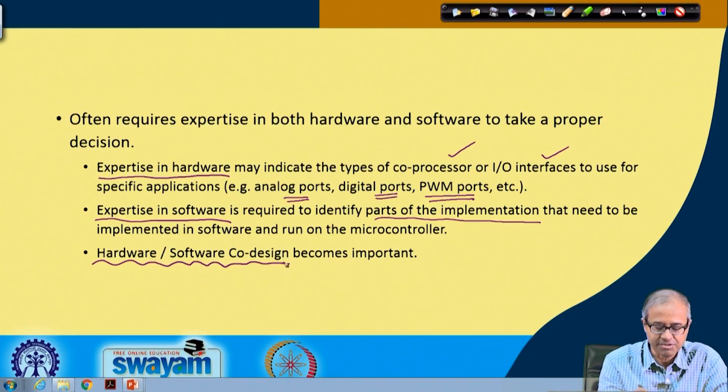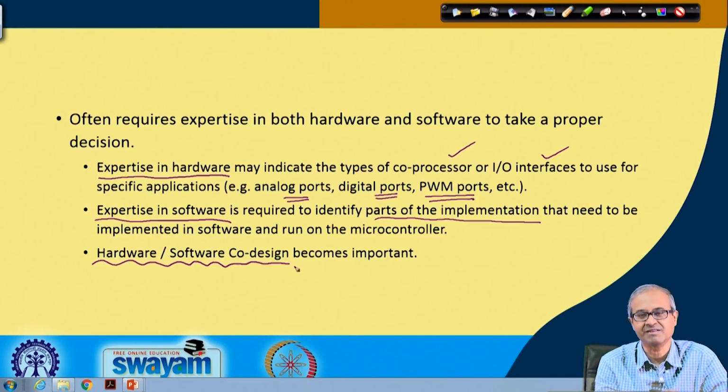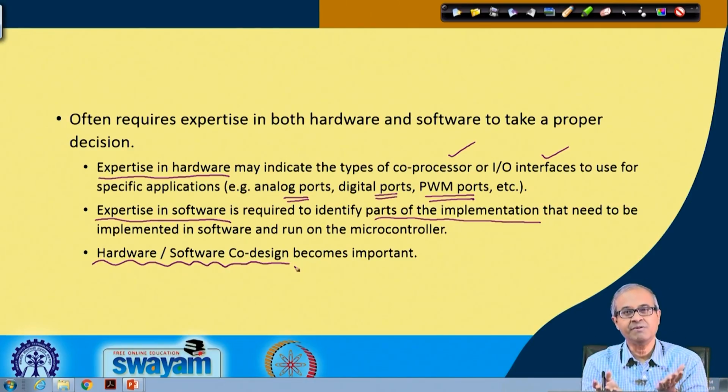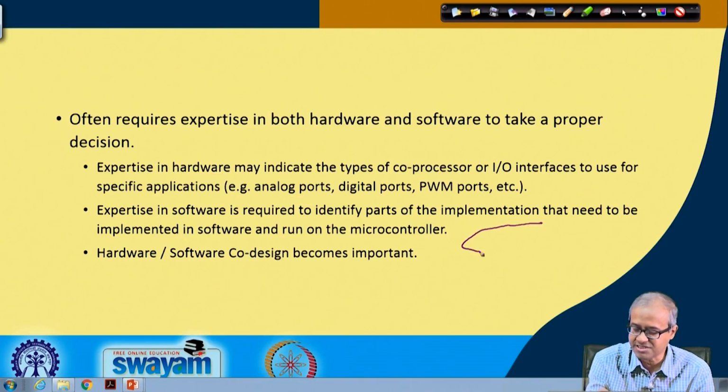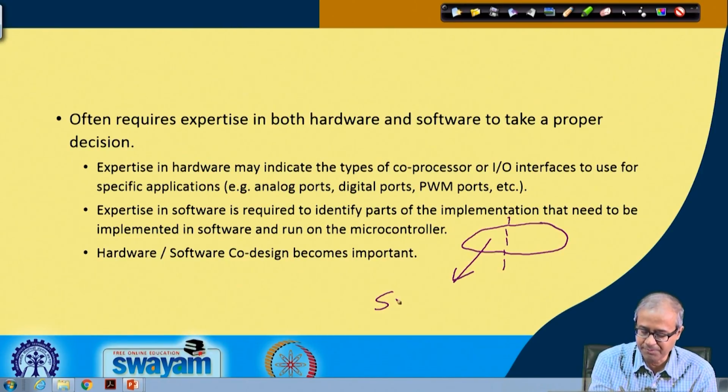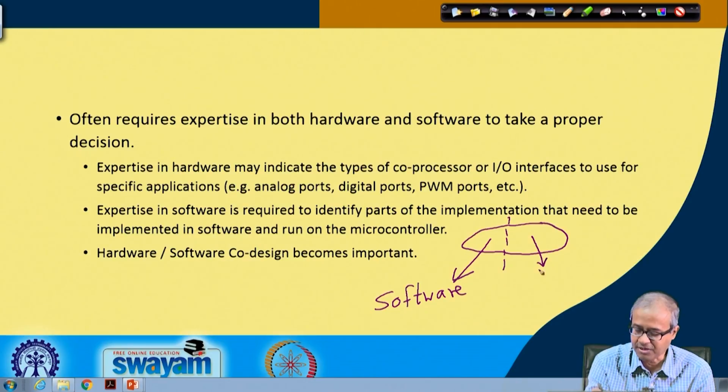So, you talk now about something called hardware software co-design. It means you are designing both hardware and software subsystems together. You have a large system to be designed. Now, you will have to decide on a demarcation: one part will be implemented in software, running as a program on a microcontroller, and the other part will be implemented by some specialized hardware circuit.